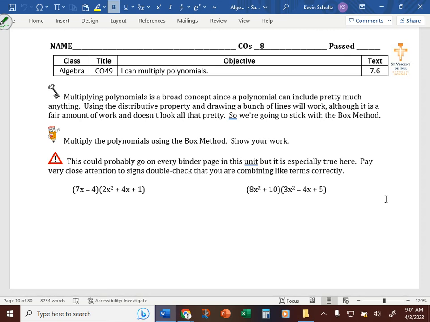Algebra. We are starting off the home stretch of the year. We are post-spring break. We have most of April, all of May, a little bit of June to get through the rest of the curriculum. And we start with CO49, multiplying polynomials.